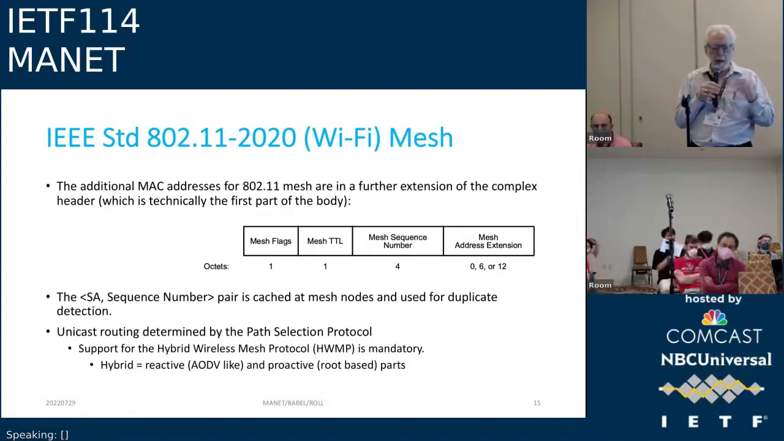So for unicast, routing is determined by this path selection protocol, and the mandatory-to-implement one has both reactive AODV-like features and it also has a proactive part which builds a tree from configured routes. So you can always use that tree, but you may get more efficient paths with the hybrid, with the reactive mode. Next slide.